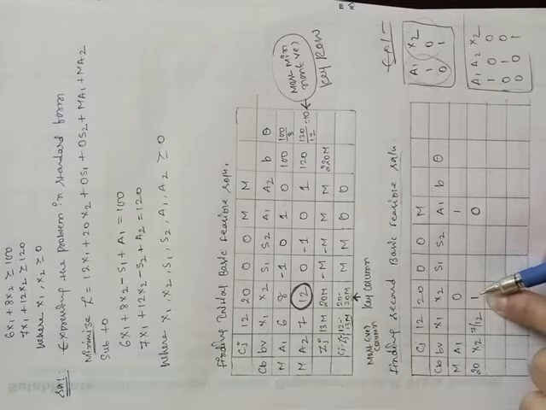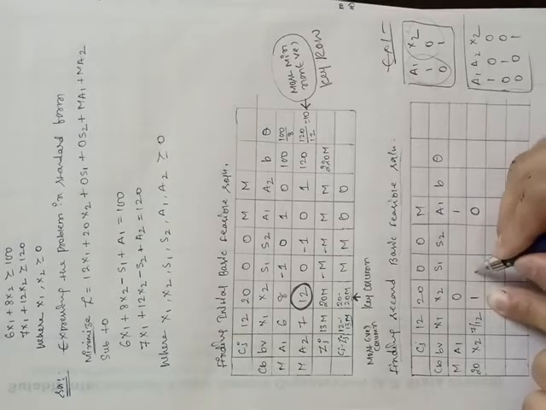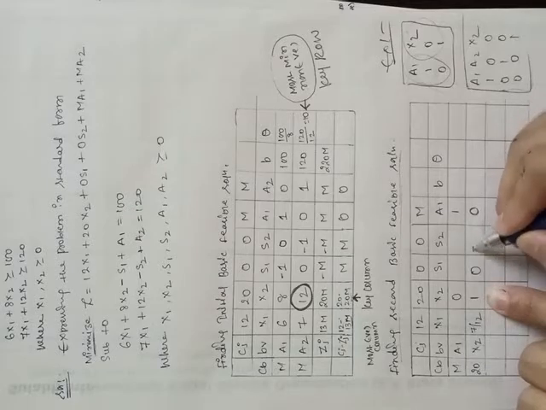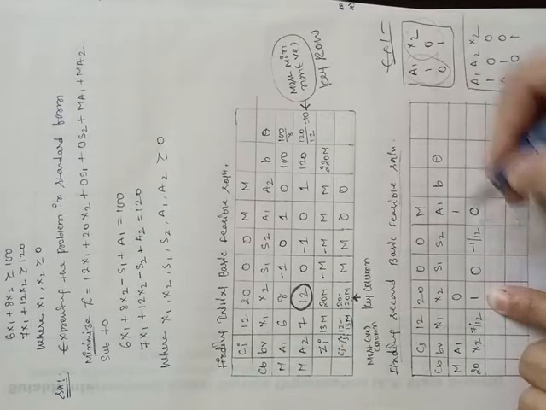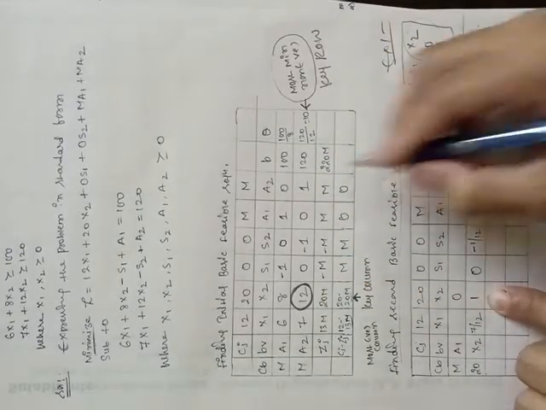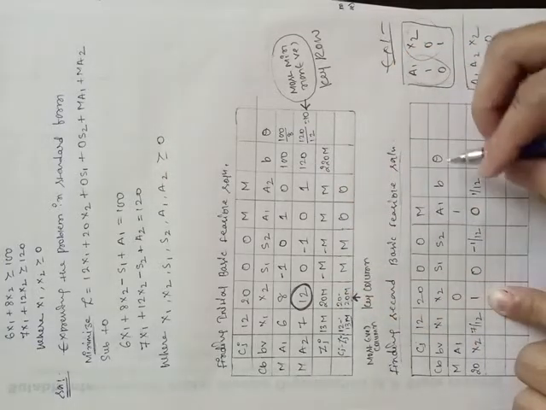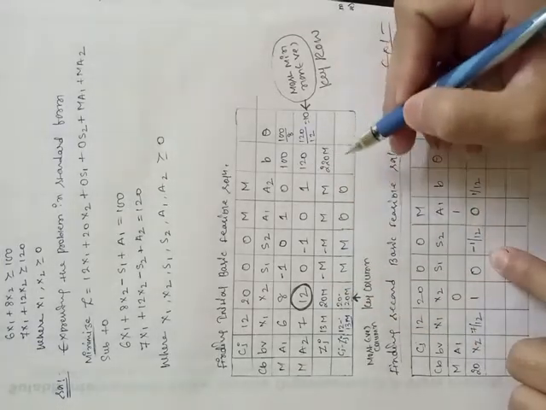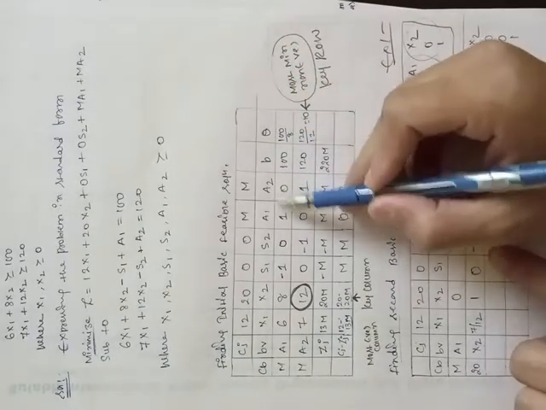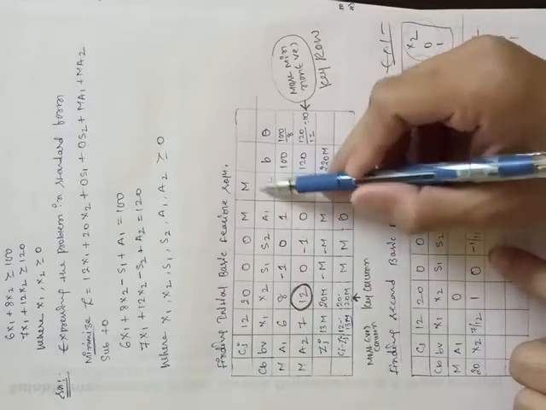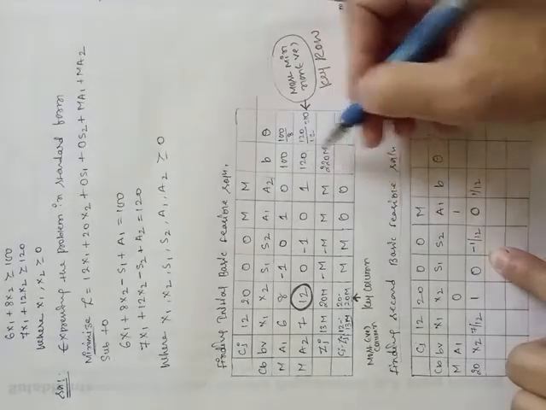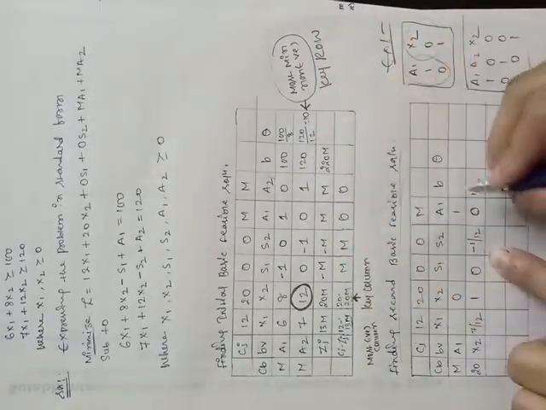And again 0 here, minus 1 divided by 12. Sorry, there is no a2 here. While solving a problem, be careful while removing this artificial variable a2. We don't need to write this. In the b column, we need to write 120 divided by 12, that is 10.